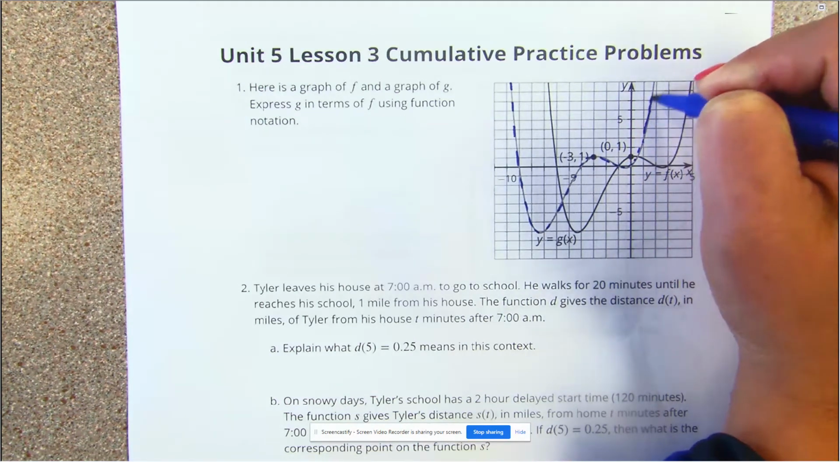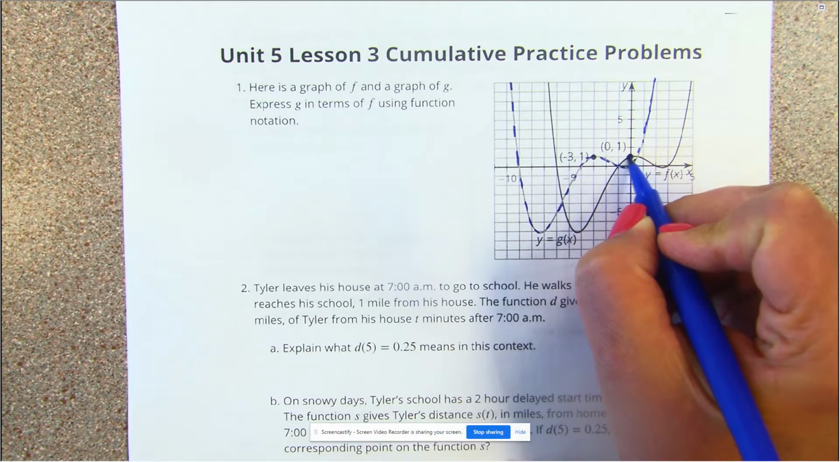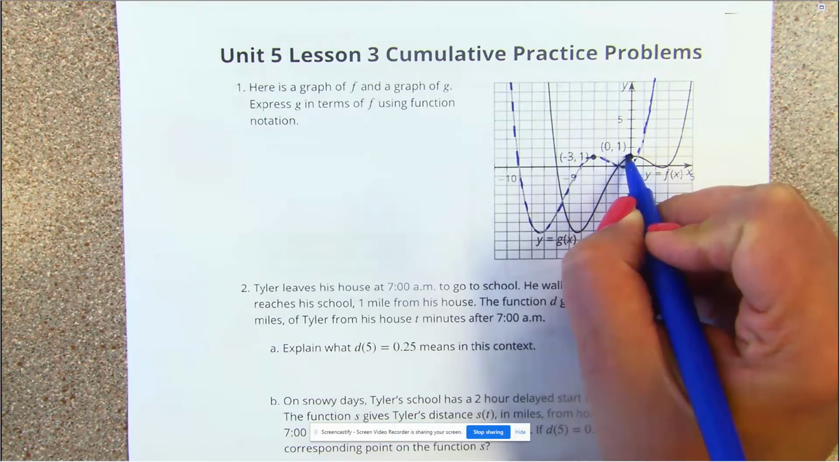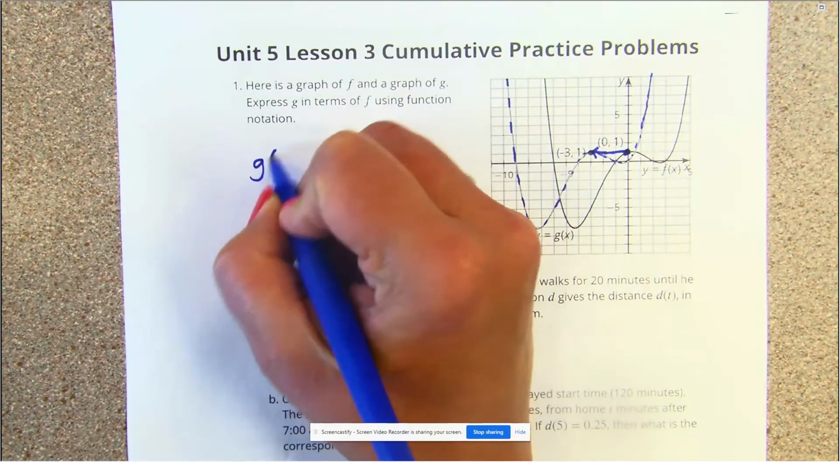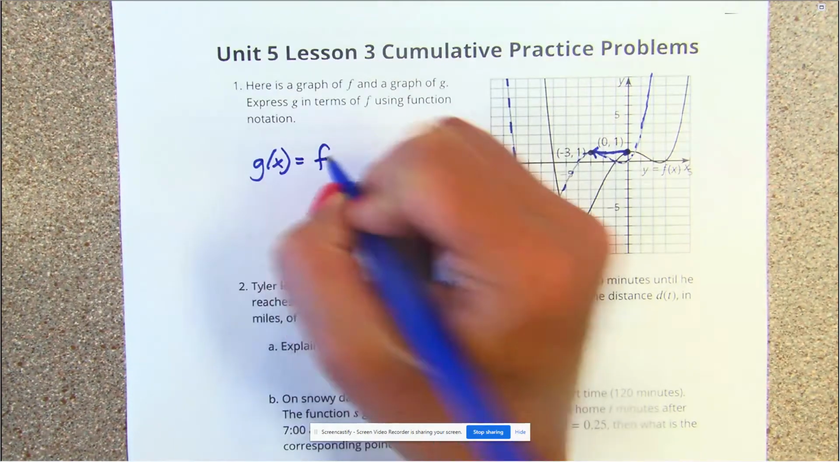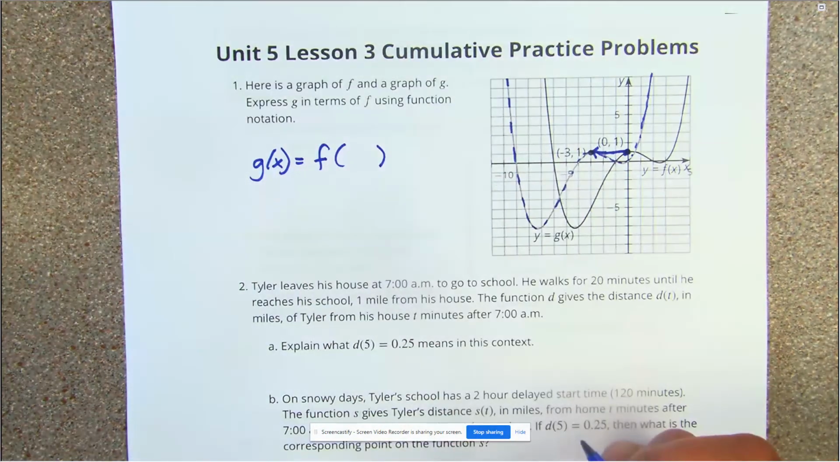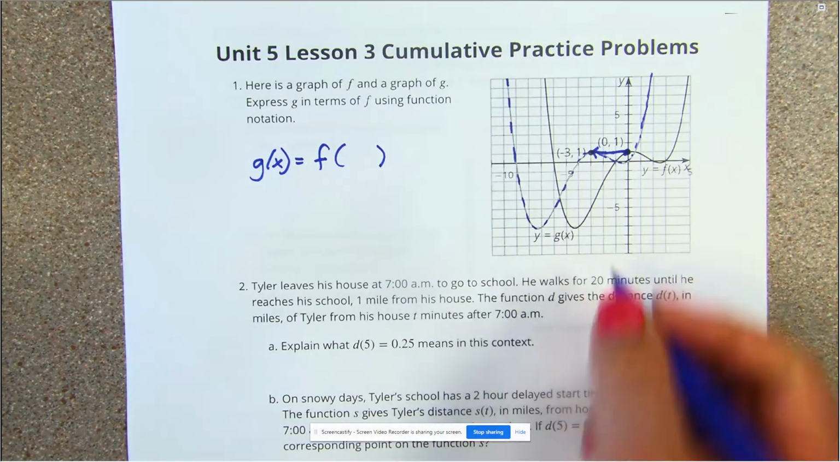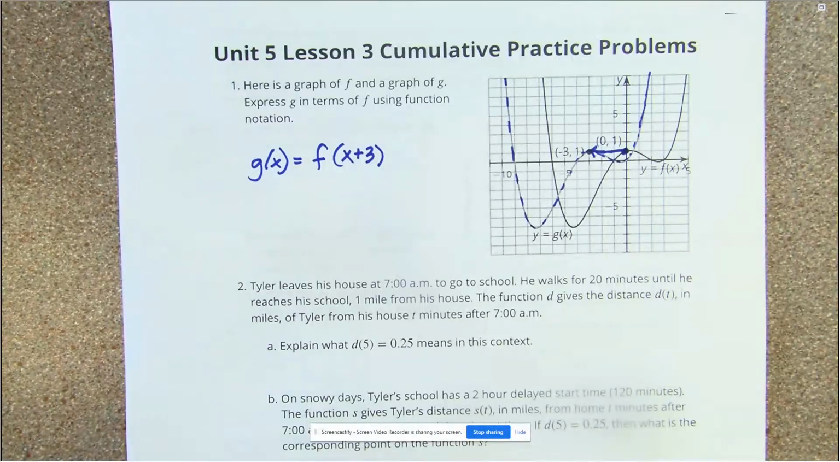So to get g, I take f, and I'll use this point that they've identified for me, and I'm going to shift it 1, 2, 3 to the left. So g of x is f. Now, if you want to shift a graph left or right, the number goes in with the x, opposite of what you would think. So to the left, I'm going to go plus 3. g of x equals f of x plus 3.